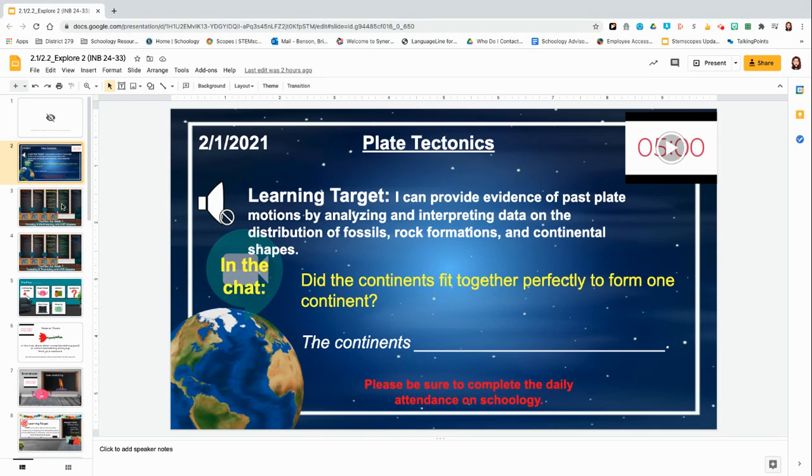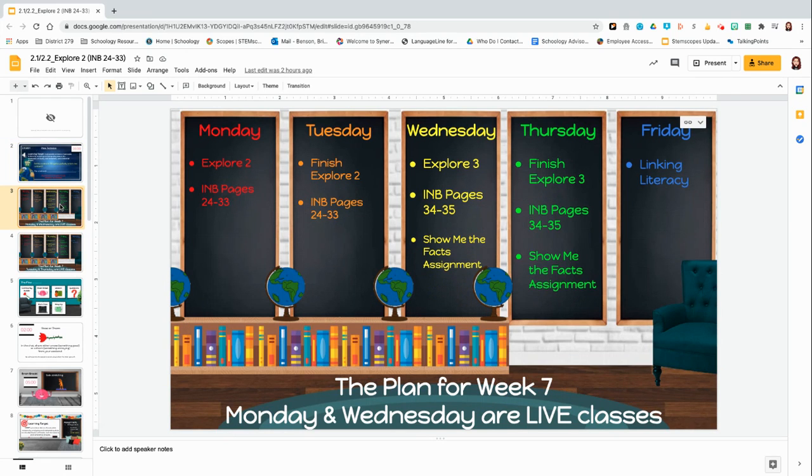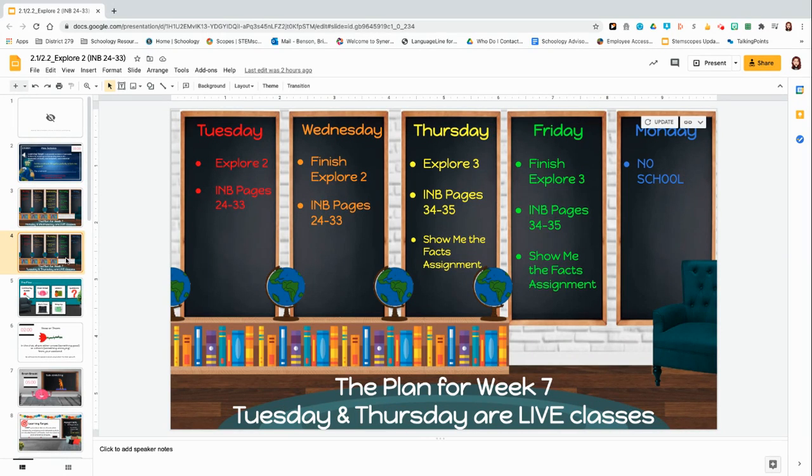Taking a look at our plan for the week. This is week 7 and this is the plan if you have classes on Mondays and Wednesdays. We are on Monday or Tuesday, but regardless, the lettering will be red. We are working on Explore 2 interactive notebook pages 24 through 33. And same goes for Tuesday and Thursday's live classes, except you'll be starting on Tuesday.